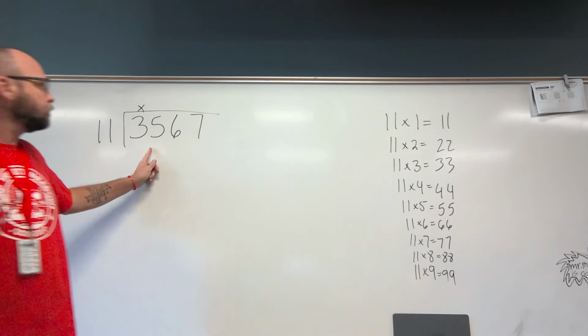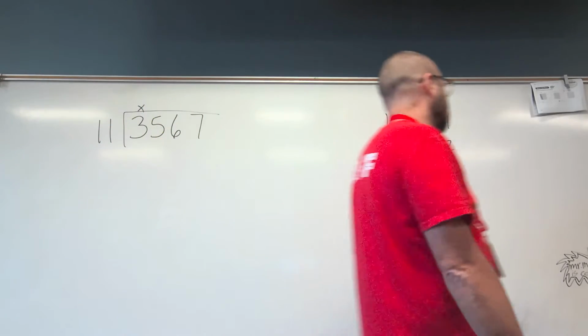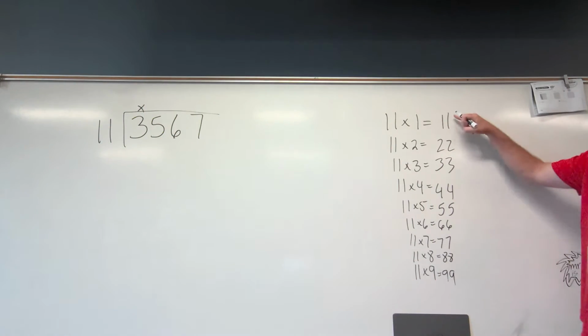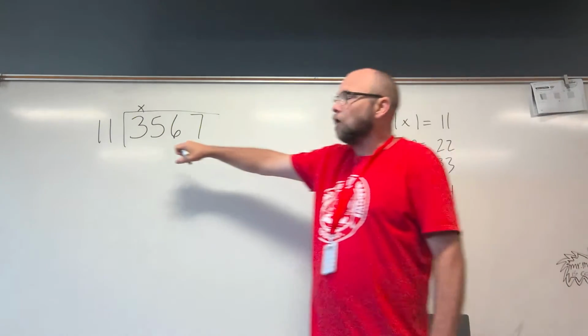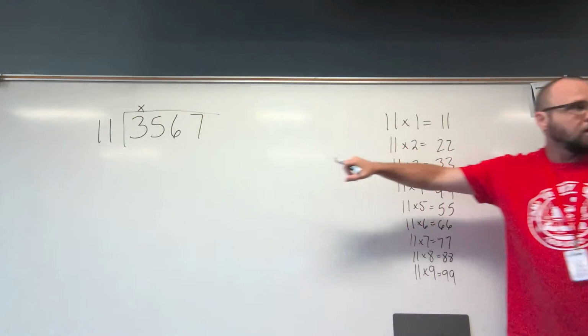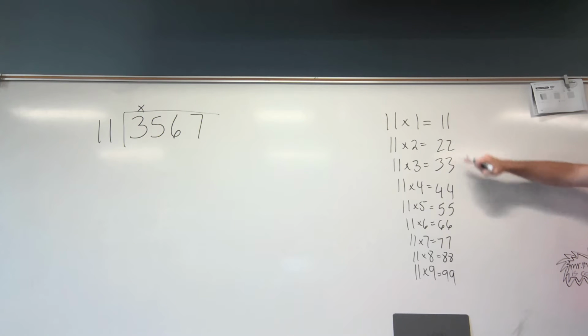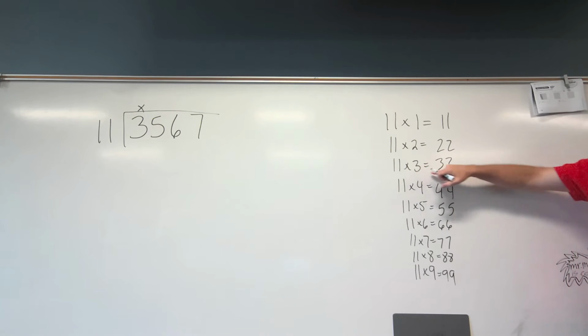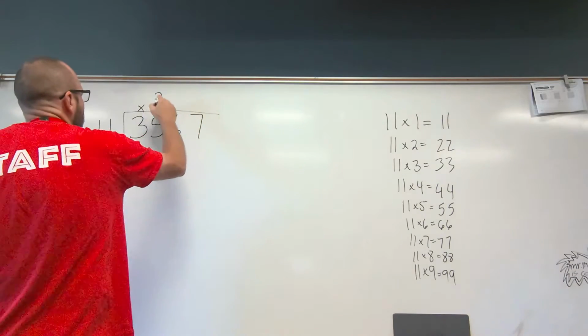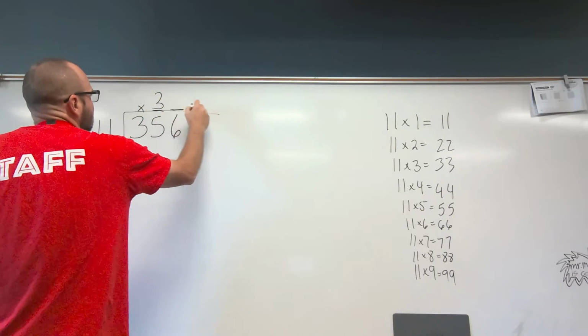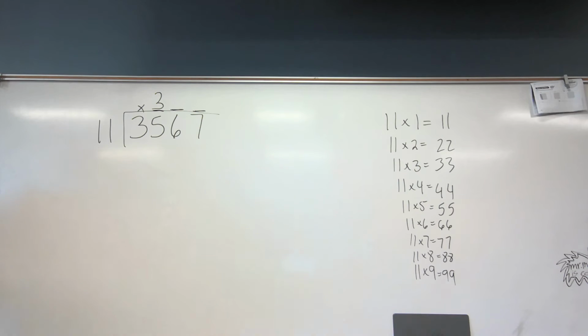Now I know it goes into 35 because 35 is greater than 11. So now all I have to do is go over here, and with my multiples, I need to get as close to 35 as I can without going over. I have 11, 22, 33, 44. 44 is too big. So 33 is what I want. So I know 11 times 3 is 33. So the first number in my quotient is going to be a 3.